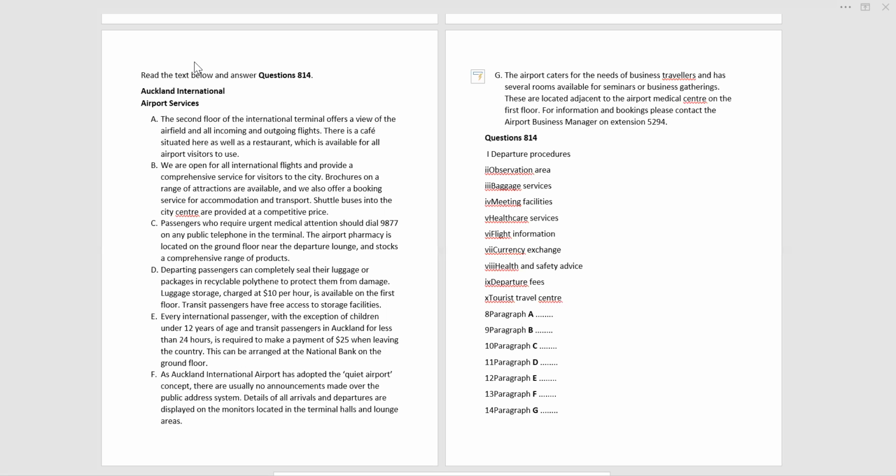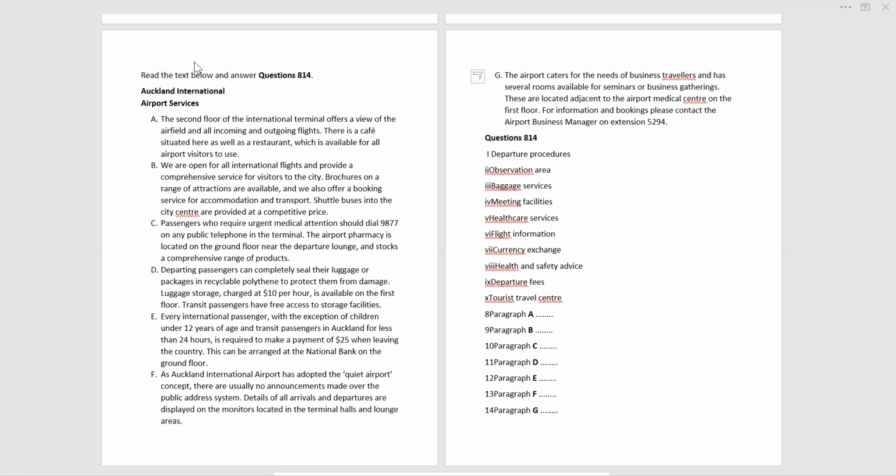Every international passenger, with the exception of children under 12 years of age and transit passengers in Auckland for less than 24 hours, is required to make a payment of $25 when leaving the country. This can be arranged at the National Bank on the ground floor. So this is about the E paragraph, question number 12. This is about some fees to be paid, right? On which condition? It is on the departure time. So the answer to number 12 is 9, departure fees.